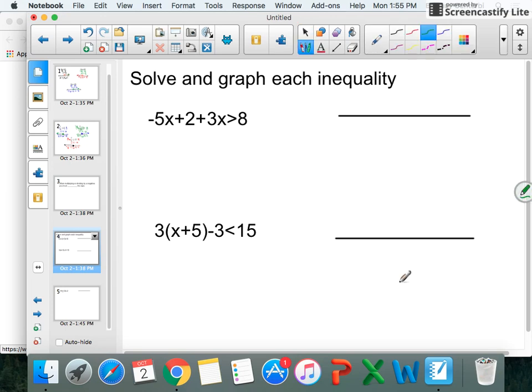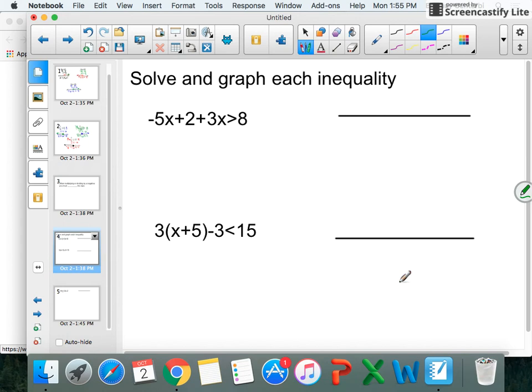So we did the basic addition and multiplication and subtraction and division. So now we're going to do multi-step inequalities. So it's no different than when we were solving multi-step equations. The only difference is now we have an inequality symbol, and we have to really remember that negative rule when you multiply or divide. So if you multiply or divide by a negative, you still have to remember to flip the sign.